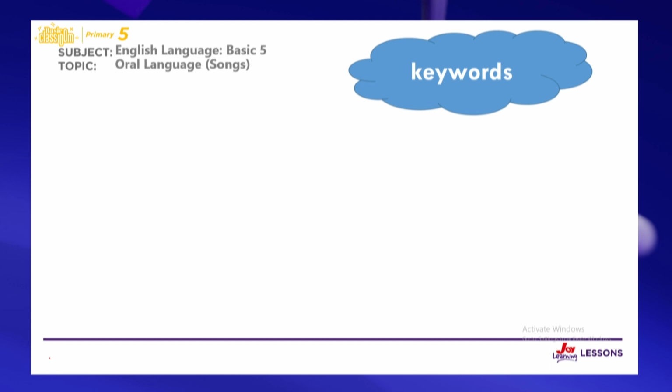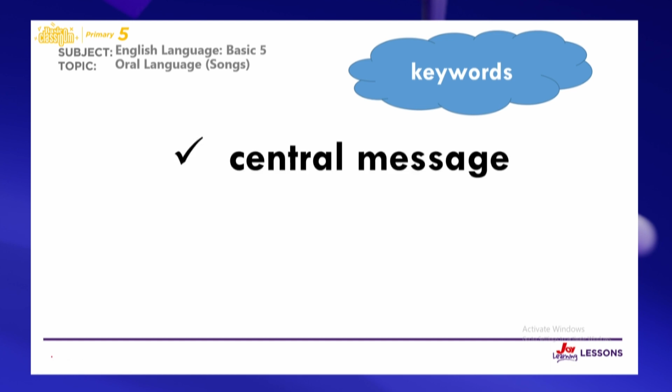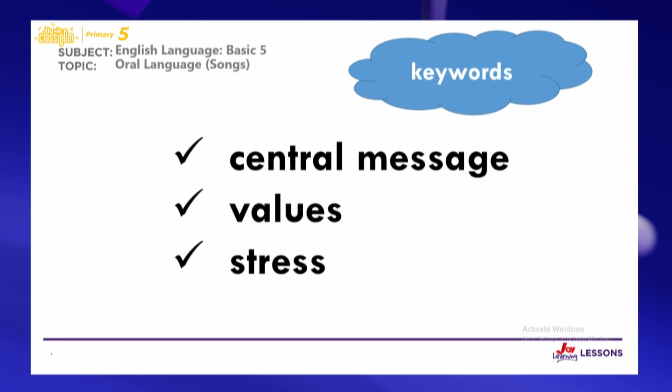And I have a very interesting poem for you. But before that, let's go through our keywords for the day. Our first keyword is central message. Remember, we mentioned this word also when we were doing songs. Central message, values, stress. These are just a few words that we'll be going through in the course of our lesson. We shall be meeting them in the course of our lesson. And then the last one is rhythm. Because we are dealing with poems, we shall be looking at stress, rhythm, the central message, and some values that we get in the poem.